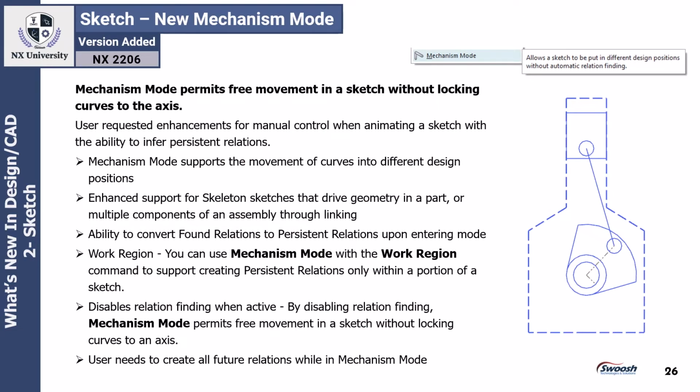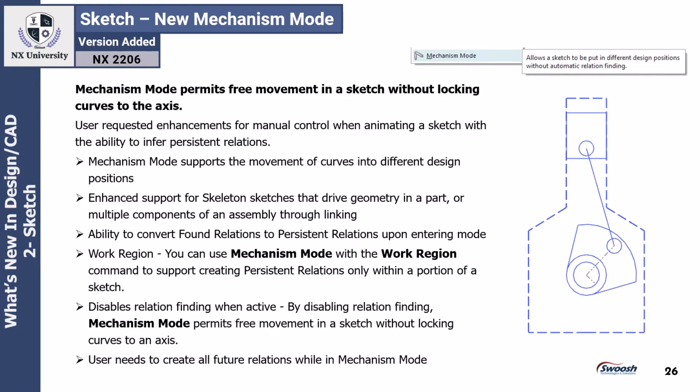Next up, we're going to talk about a new functionality inside the sketch solver. It's called mechanism mode. So in NX 2206, this was introduced, and it's a mechanism mode that you enter. What this is going to do is allow you to get free movement inside your sketch without locking curves to a given axis, whether that's the Y or the X axis. This is a user-requested enhancement for manual control when animating a sketch with the ability to infer persistent relations here. So the new mechanism mode supports movement of your curves into a different design position. It's also enhanced to support skeleton sketches that drive geometry in a part or multiple components of an assembly through linking. This gives you the ability to convert found relations to persistent relations upon entering this mode.